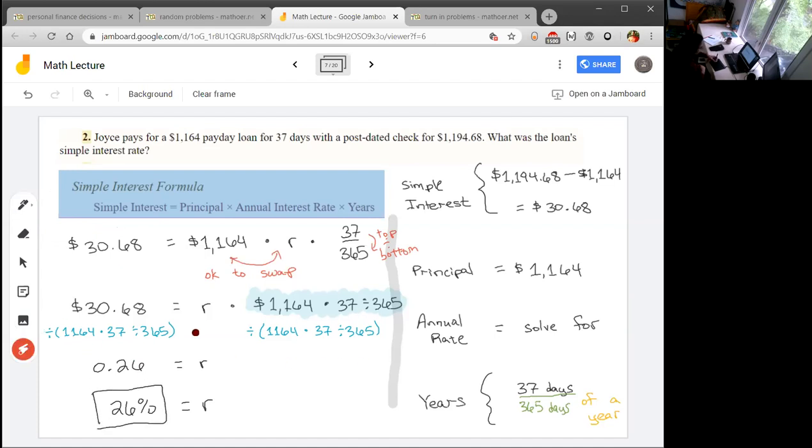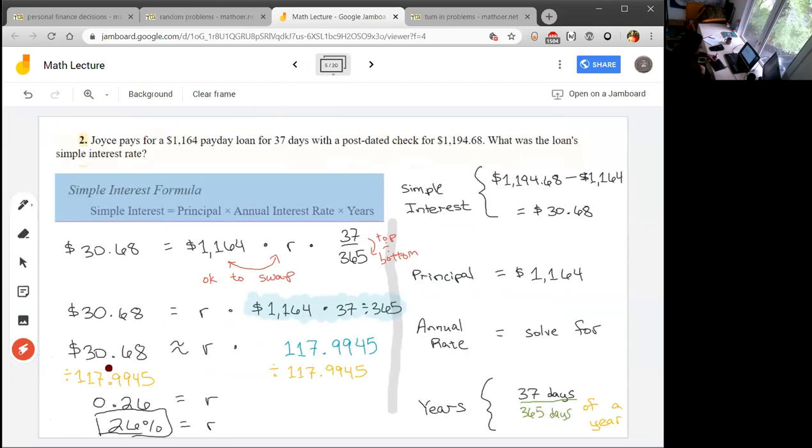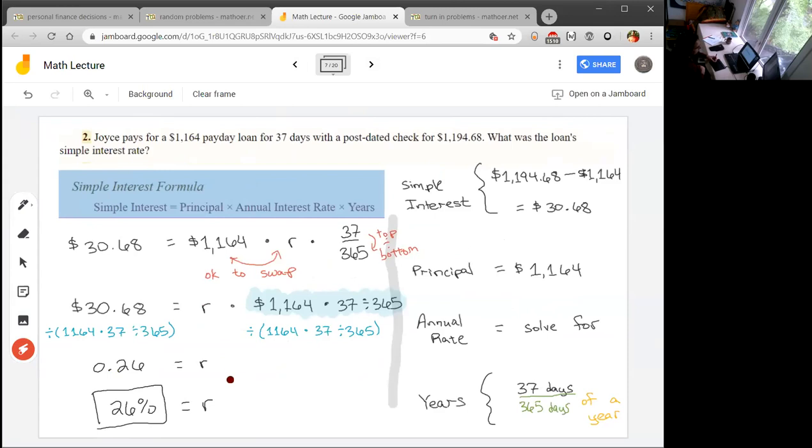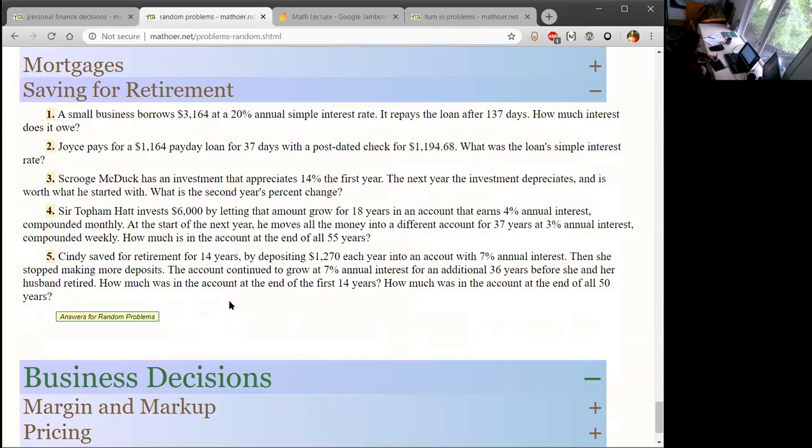So some people like this style better because you write a little bit less. Other people like this style better because this line looks very much like what you're used to. Number equals letter times other amount. Okay, that was from the random problems. This is a forward direction of simple interest. That's pretty easy. Should we do number 3?